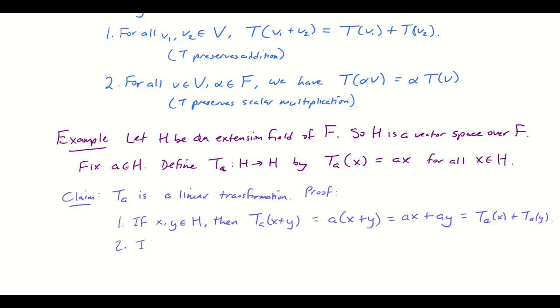And the second property is if X belongs to H and alpha belongs to F, that is the field of scalars, then T sub A of alpha X, well, what is that equal to? That's equal to A times alpha X. And then I can reassociate and commute so that I get alpha times AX, and that is equal to alpha times T sub A of X. So like I said, there's not that much to the proof. You have to convince yourself that everything you're doing is legal, and it is because all of these operations are taking place within a field. Fields are pretty permissive, really. They're pretty reasonable. So this is a linear transformation.